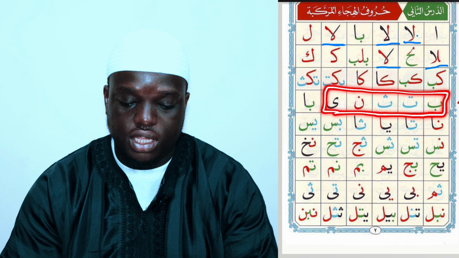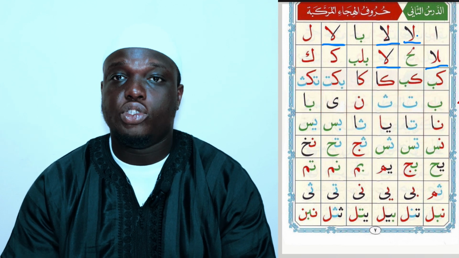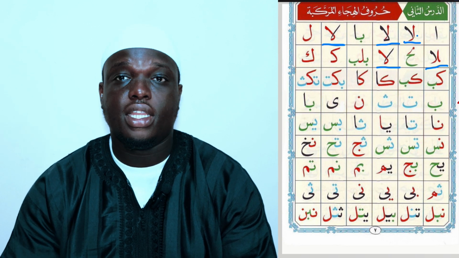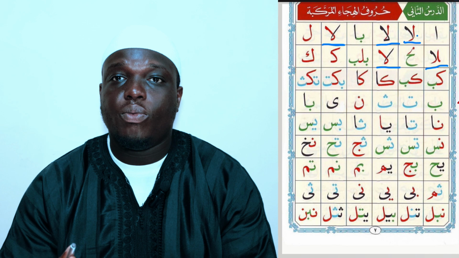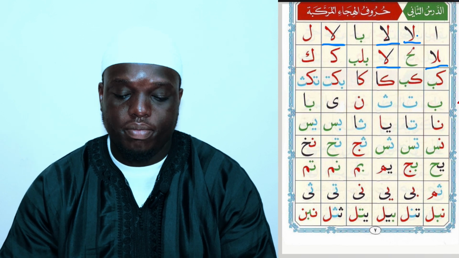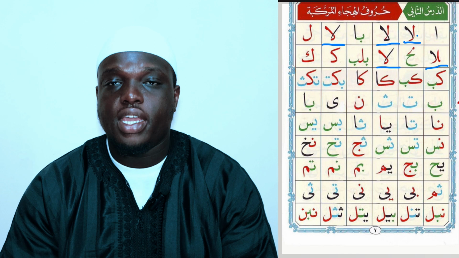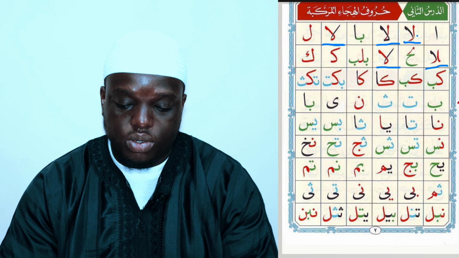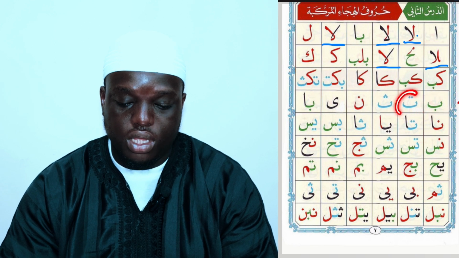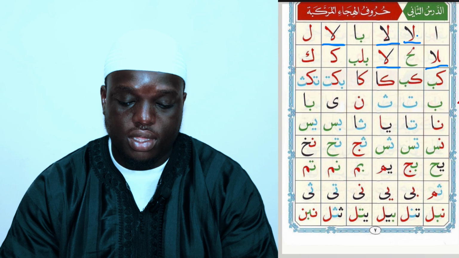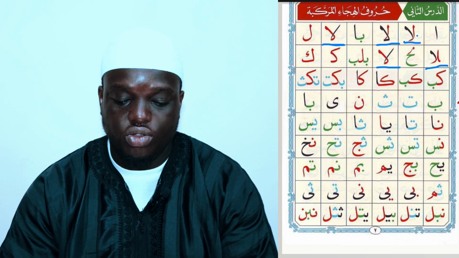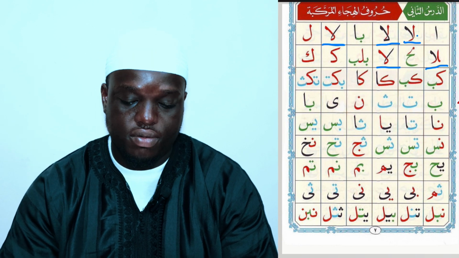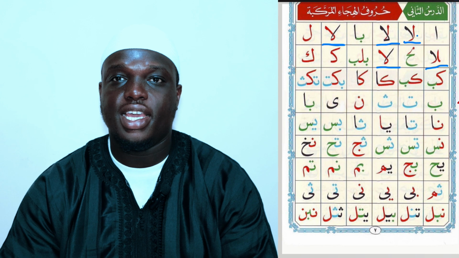1, 2, 3, 4, 5 letters, when they are joined in with another letter, have a similar shape. They look the same. The only way that we're able to identify and differentiate them is by their dots, either their dot placement or the number of dots they carry, right? So we know ba has only 1 dot below, ta has 2 dots on top, tha has 3 dots on top, noon has 1 dot above, and then we have ya.